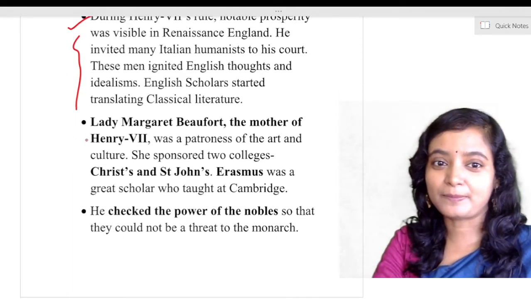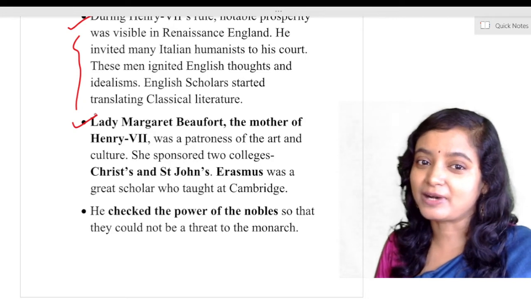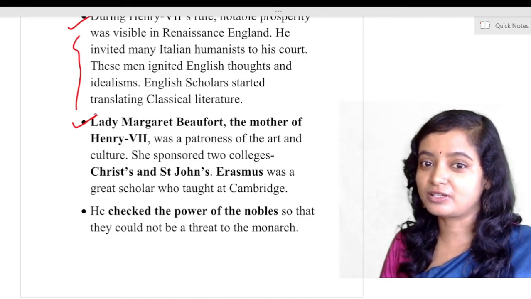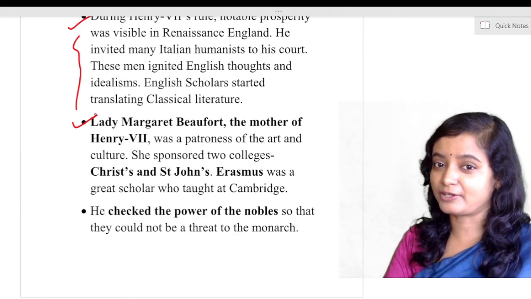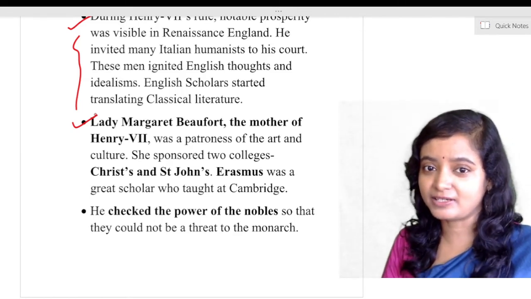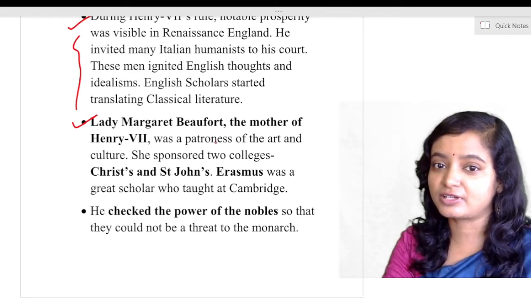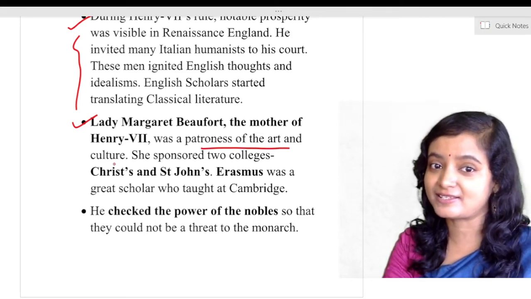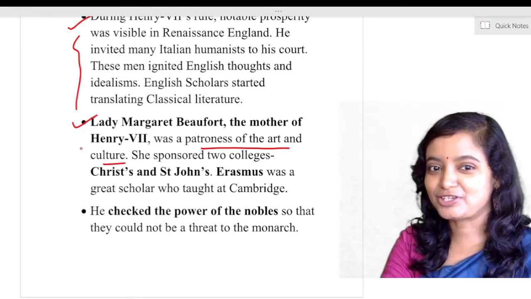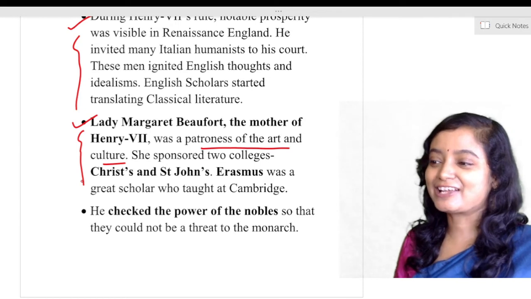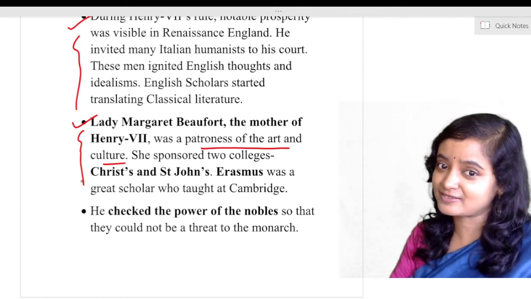Now come to the point, Lady Margaret. Before, I have told you she is an important character. She was the mother of Henry-VII. She was not only from the Tudor dynasty, she originated elsewhere because she married into the Tudor dynasty. She married the prince of the Tudor dynasty, but at the same time, she was the patroness of art and culture. She sponsored 2 colleges. So she not only instigated the establishment of the Tudor dynasty, but she also instigated the establishment of the Renaissance in England.